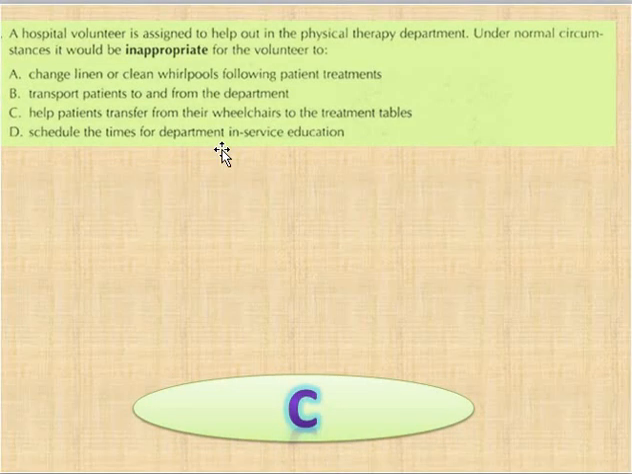जी आगे है, a hospital volunteer is assigned to help out in the physical therapy department. Under normal circumstances, it would be inappropriate for a volunteer to: option A, change linen or clean whirlpool following a patient treatment, B, transport patient to and from the department, C, help patient transfer from their wheelchairs to the treatment tables, and D, schedule the times for department in-service education. And the correct option is C, help patient transfer from their wheelchair to the treatment table. ये जो है ना inappropriate है कोई भी volunteer के लिए ना एक्शन परफॉर्म करना.